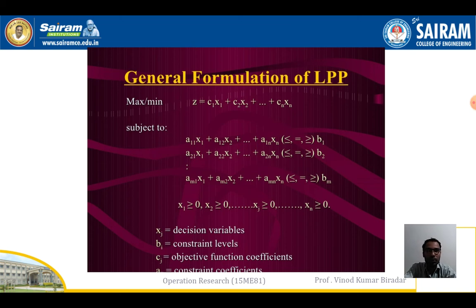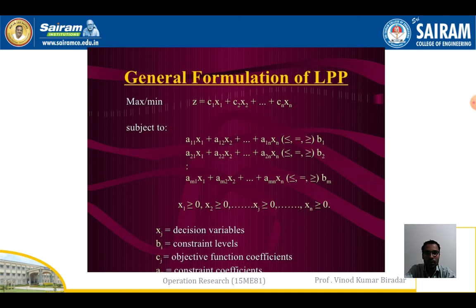In the given question, they may give you either a maximum or minimum equation like this: Z is equal to C1x1 plus C2x2 plus dash dash up to Cnxn, where C means constant value and x means variable. Subject to constraints, they will give some constants: A11x1 plus A12x2 plus dash dash up to n number of variables, which should be either less than or equal to, or greater than or equal to, some constant value, that is b1.